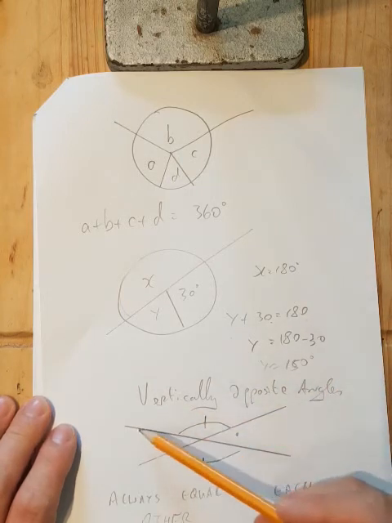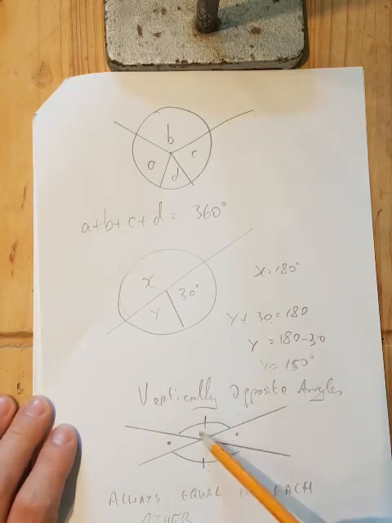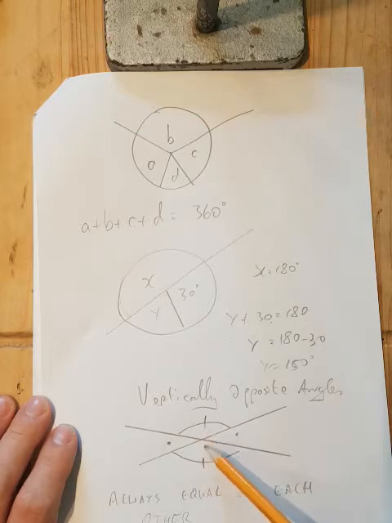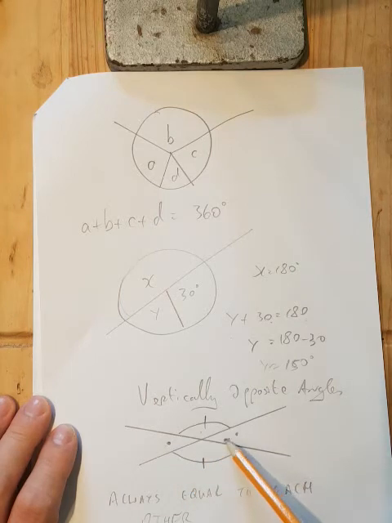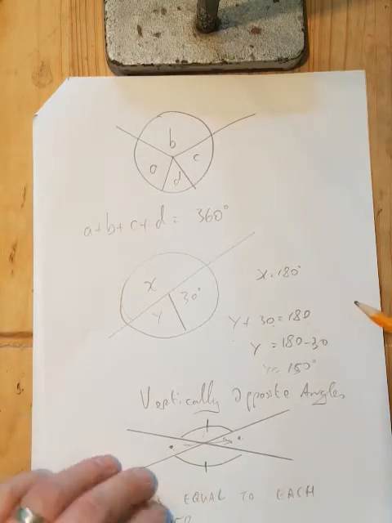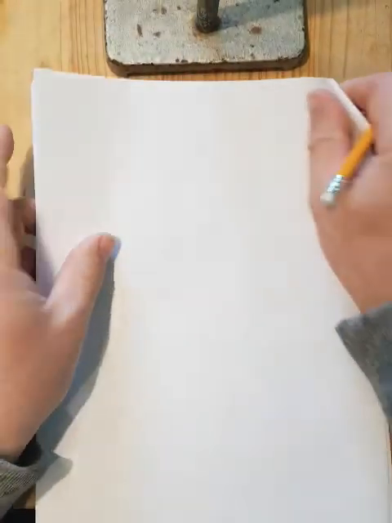What do you mean by vertically opposite? Angles formed when two lines intersect. The angles opposite each other in the intersection are equal to each other. So this is equal to this, this is equal to this. We're not saying these two are equal to each other or these two are equal to each other. Only the angles opposite each other. So let's think about this for a minute. How could we try to prove that that's correct?